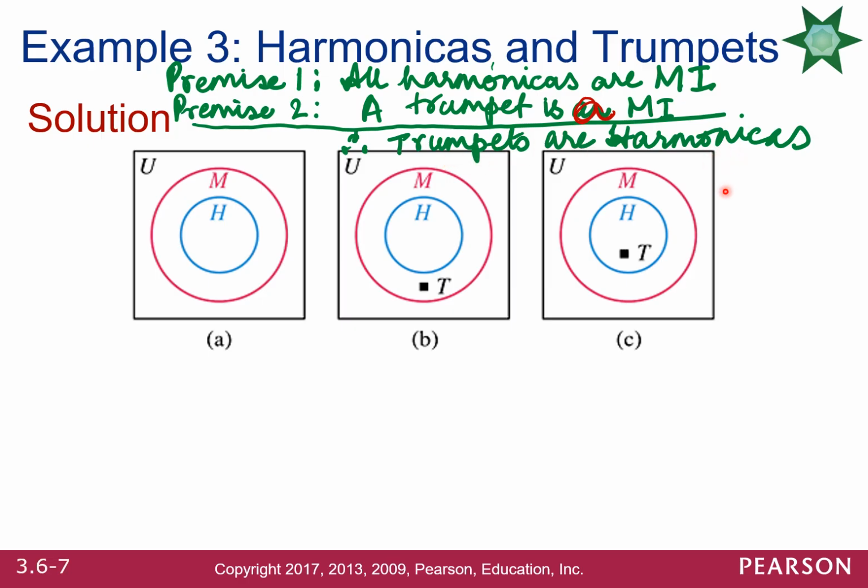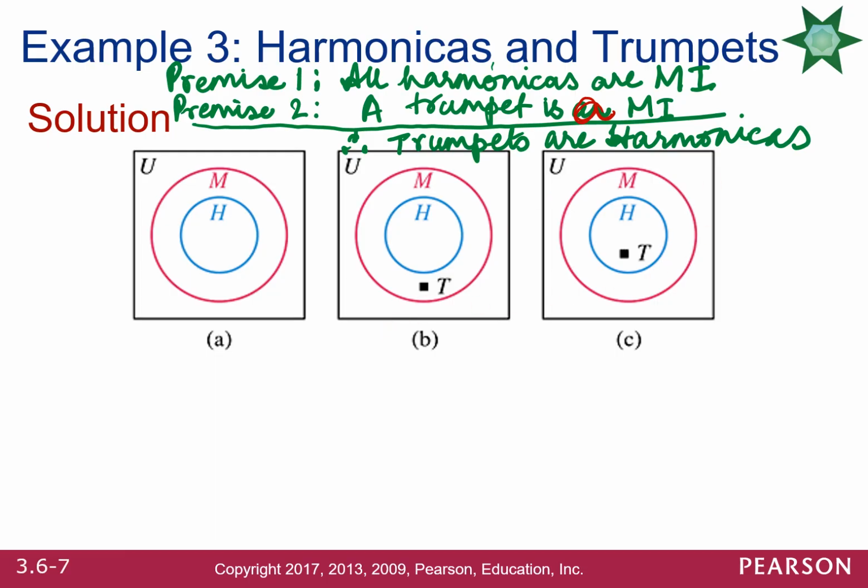So if we include the argument and draw a picture, we see that trumpets would be contained within the circle of harmonicas, which is not what the two premises say. Correct? Therefore, this is an invalid argument. If picture C matched picture B, then we would have concluded that it's a valid argument. But because picture C is very different from picture B, the conclusion is that it's not a valid argument.